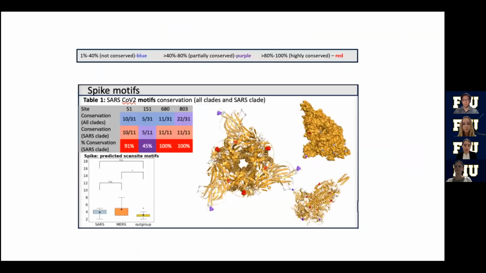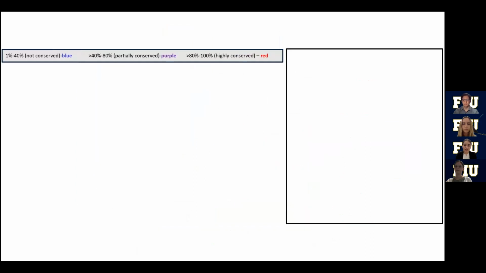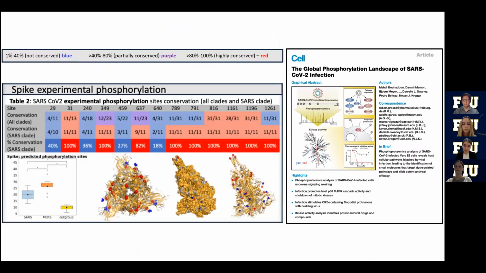Predicted motifs were mostly conserved in the spike protein. There was no significant difference from statistical testing involving the SARS clade. We also looked at the conservation of spike experimental phosphorylation sites, which were obtained from the article shown to the right. Statistical testing indicated no significant difference among all clades.